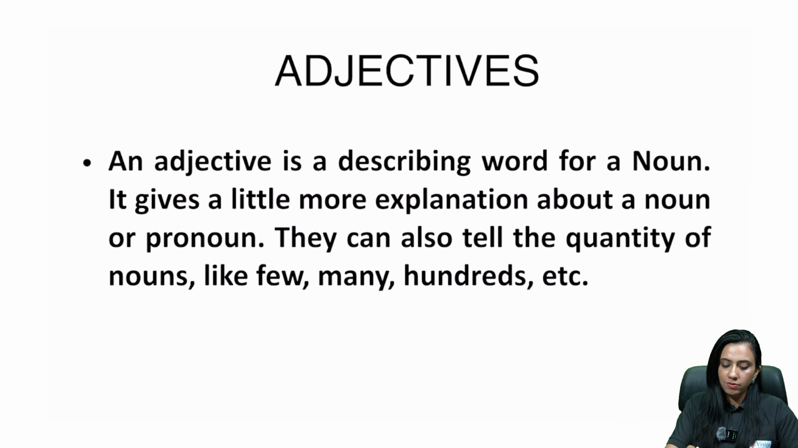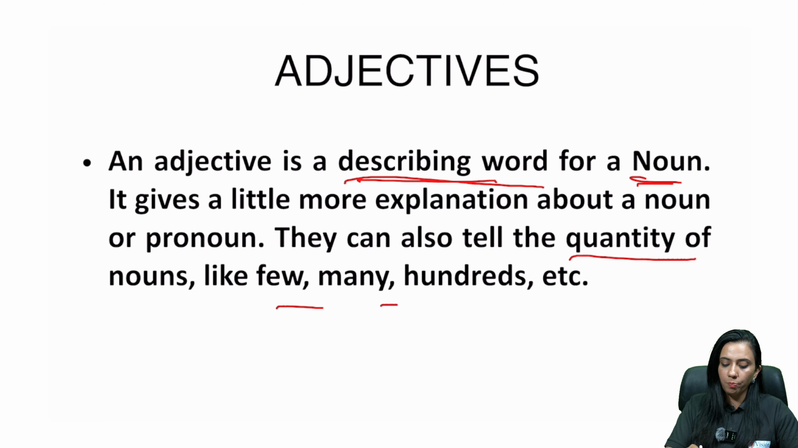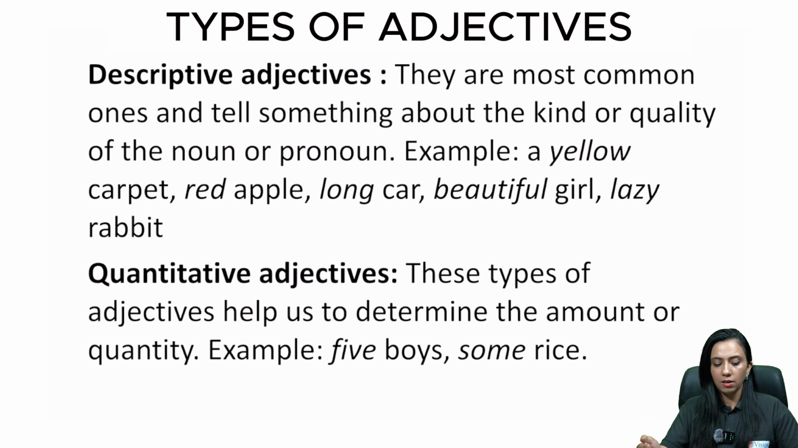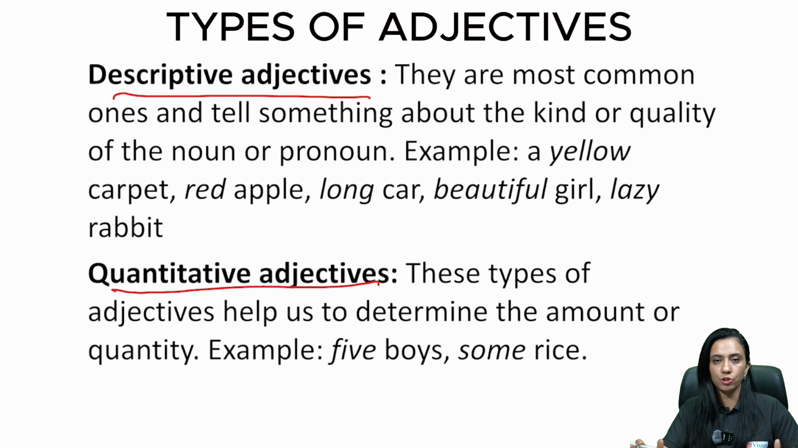Adjectives. Adjectives are the describing words, and we are using these adjectives for the nouns. It is giving us more description about nouns or pronouns. We can have the explanation of quantity also, few, many, hundreds. Let's see. So students, if we are not very comfortable with the types of adjectives, don't bother about that. We should just know what is the meaning of adjectives. Like in this, yellow carpet. Carpet is a noun, but what is the color of the carpet? Yellow.